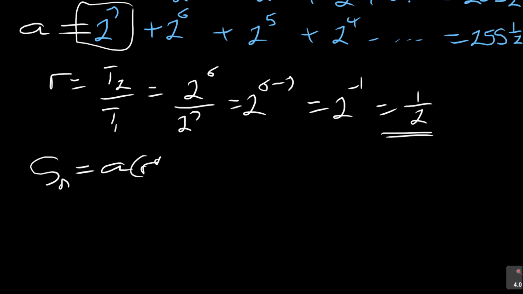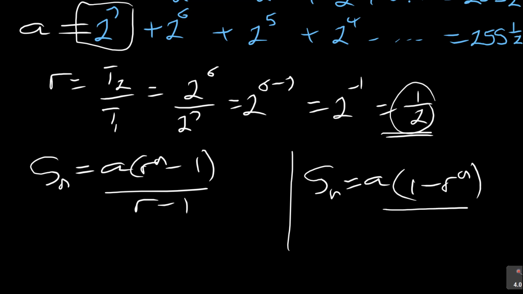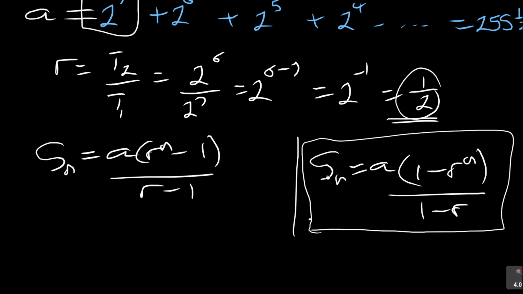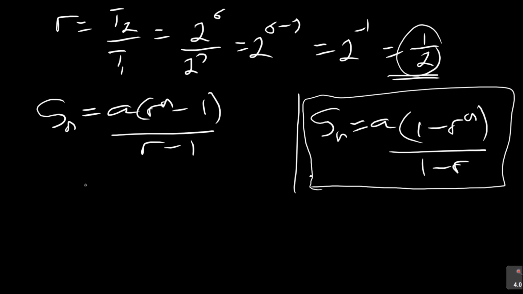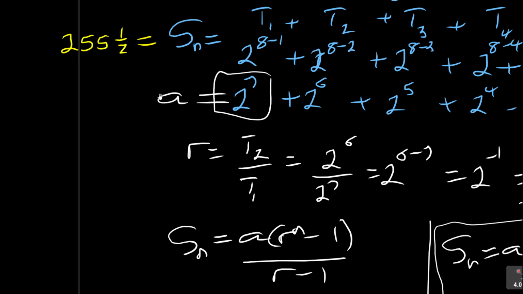A Rn minus 1 over r minus 1. Since it's half, some will prefer to use that one. Sn is equal to a 1 minus Rn over 1 minus r. You use this one. For me, we compare the answers. Alright, so I'll maintain that other one. So now I know my sum already. What is my sum? Is 255 and a half.